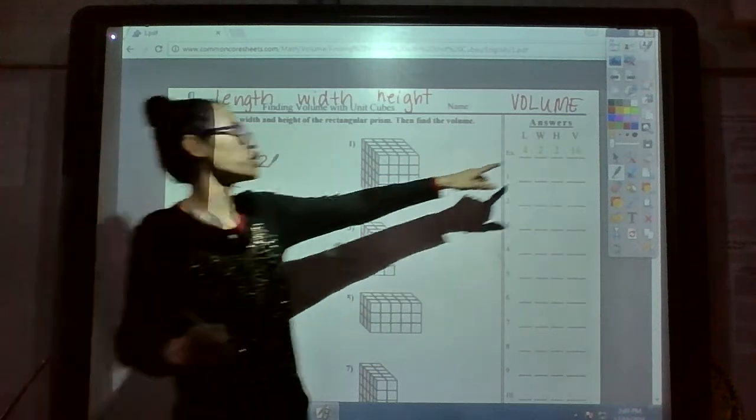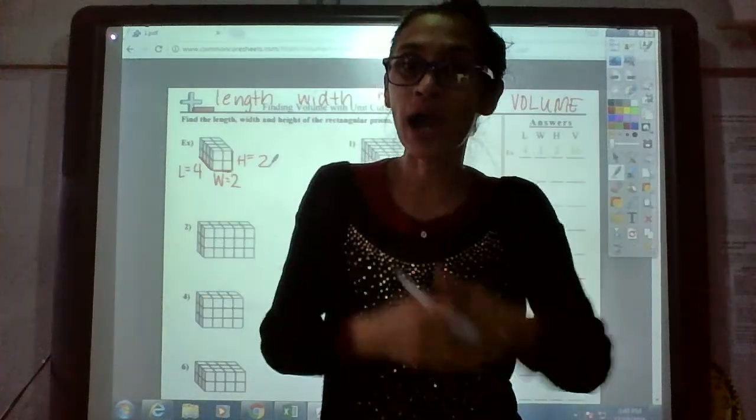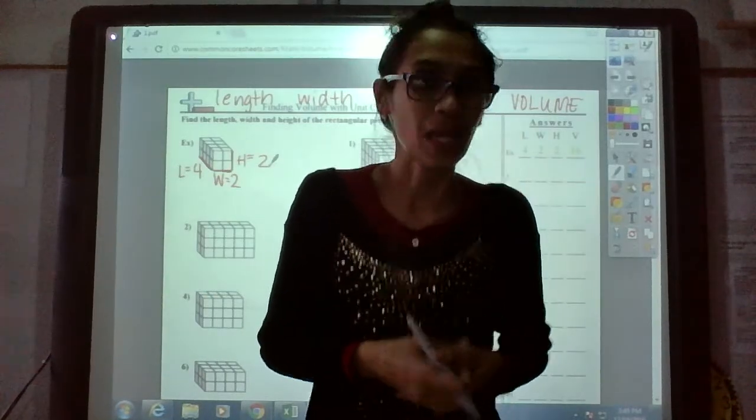Now, they have the volume as 16. There are different ways you can do that. What can you use? You can use our manipulatives, our unit cubes. Let me go get the cubes.